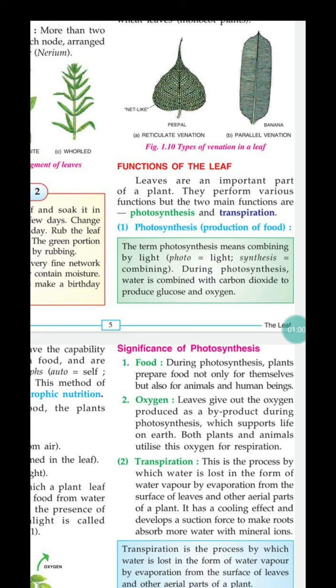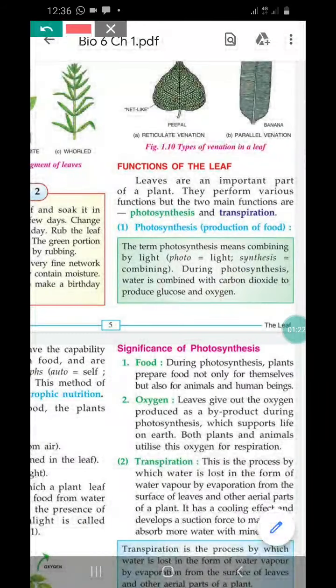During photosynthesis, water is combined with carbon dioxide to produce glucose and oxygen. So you need to know the chemical formula of carbon dioxide and water, children. Chemical formula of carbon dioxide is CO2. And chemical formula of water is H2O. Is it clear, children?